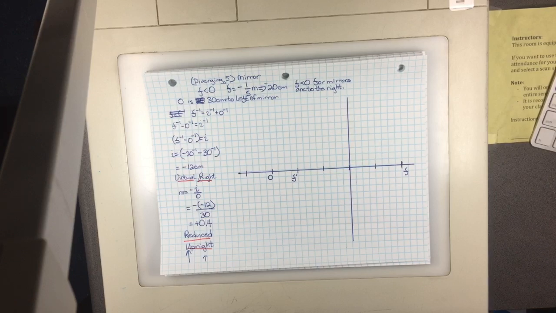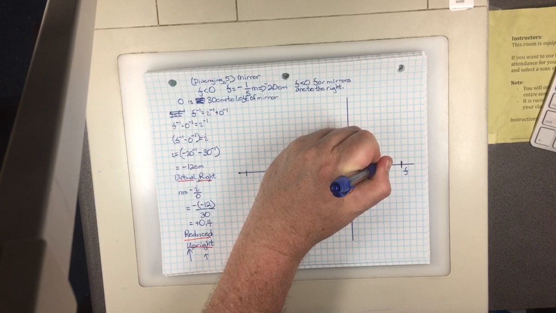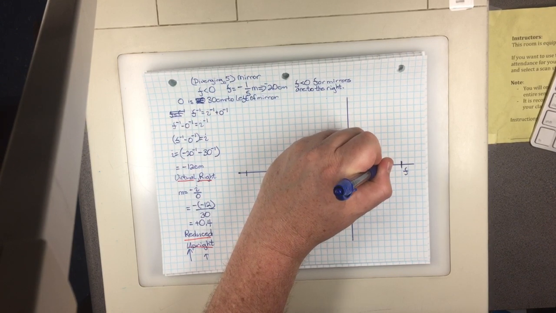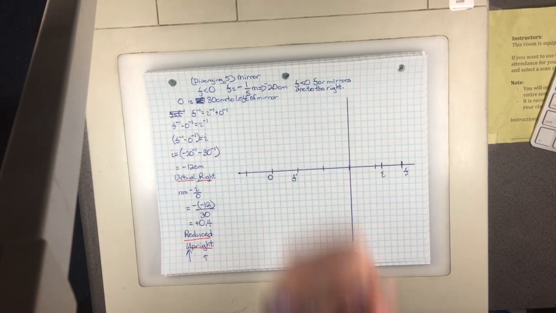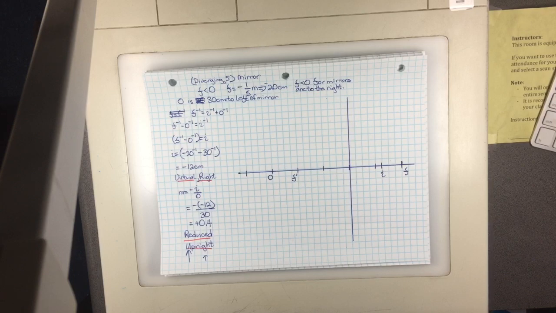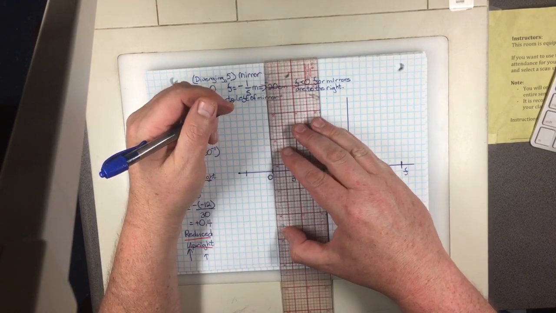The last thing I need is the image distance. It is negative 12. So it should be just a smidge left of here, because each of these blocks would be 2.5. So that is the image. The image is upright and reduced, which means the object is going to be the bigger of the two.